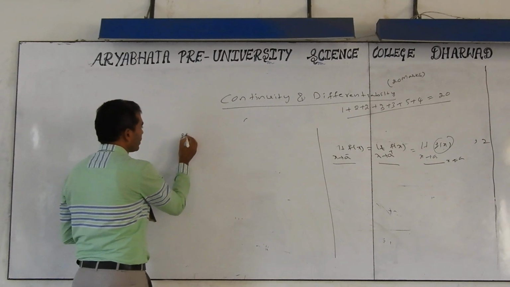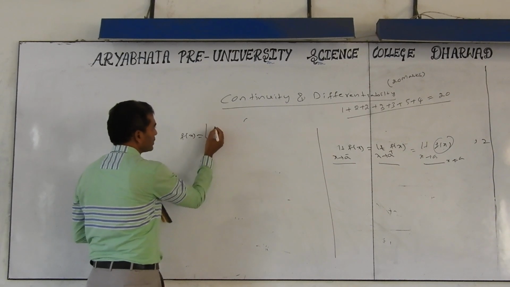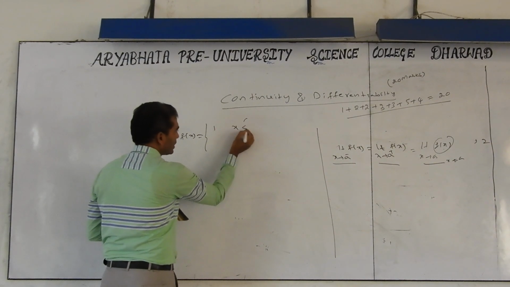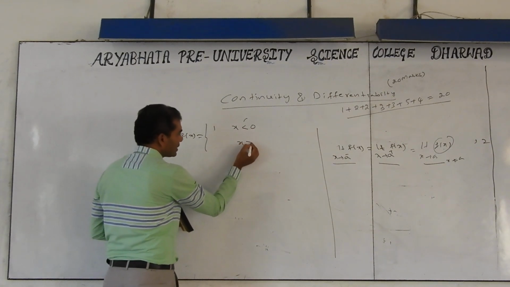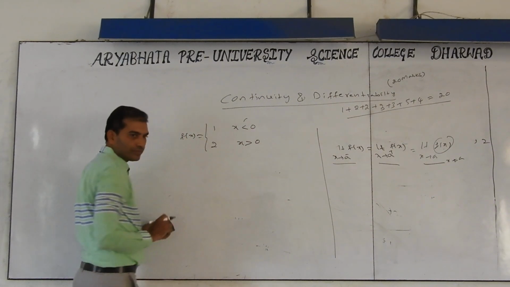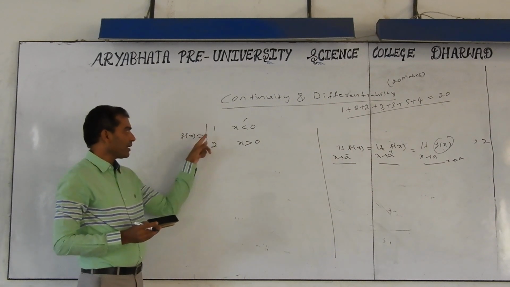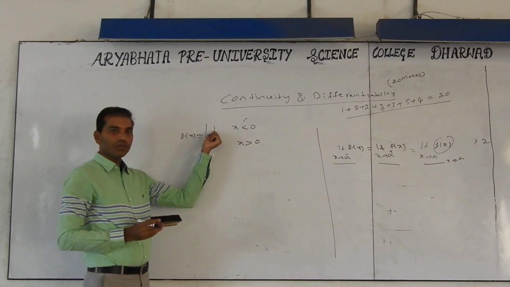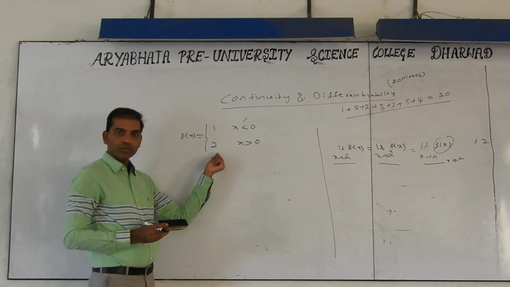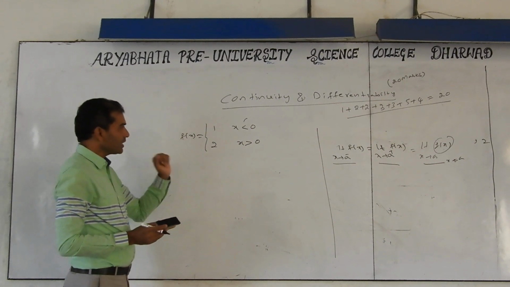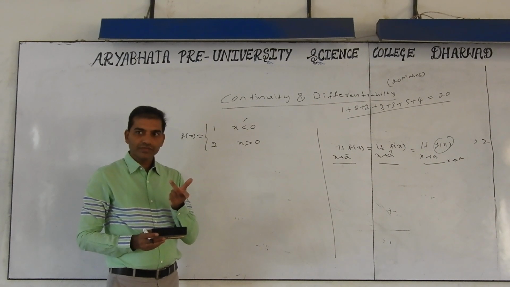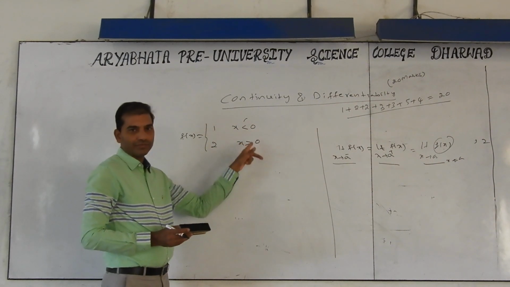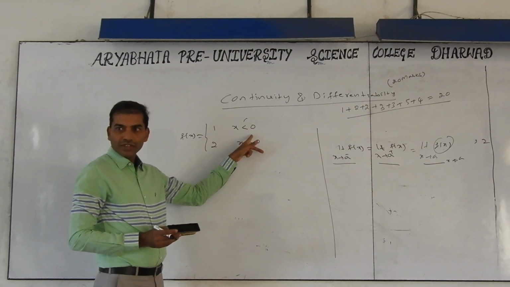Now, for example, f of x is equal to 1 when x is less than 0, and 2 when x is greater than 0. F of x defined like this. For all x less than 0, 1. For all x above 0, 2. So this function is changing. At what point? 0. This is called a changing function.